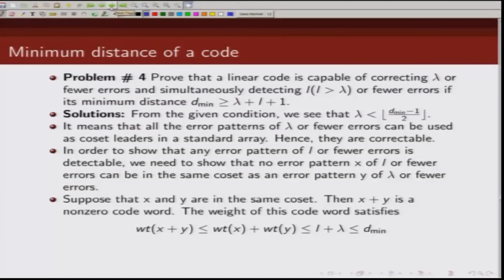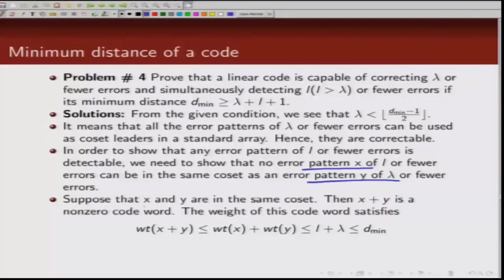So, we are now going to use the method of contradiction to show that it is not possible to have this error pattern x of L or fewer errors in the same coset as these error patterns y of lambda or fewer errors which we are trying to correct. So, how does this method of contradiction work? We will first assume that they are in the same coset, and then we will show that this is not possible. Hence, our assumption that they are in the same coset is wrong.